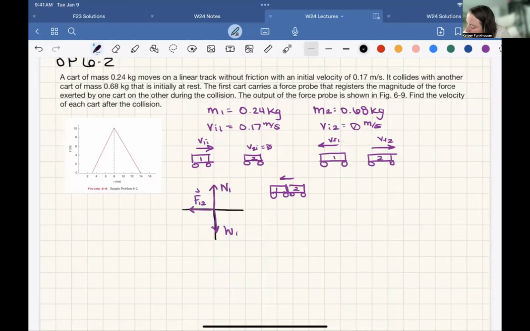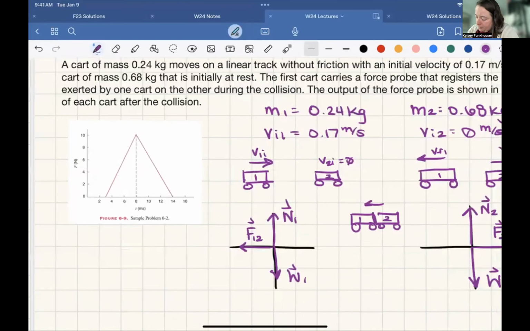And then for the second cart, same amount and type of forces, weight, normal force, but then it experiences the force from 1 on 2 in the opposite direction. So force on 2 from 1. The forces, everybody's a vector. Okay.